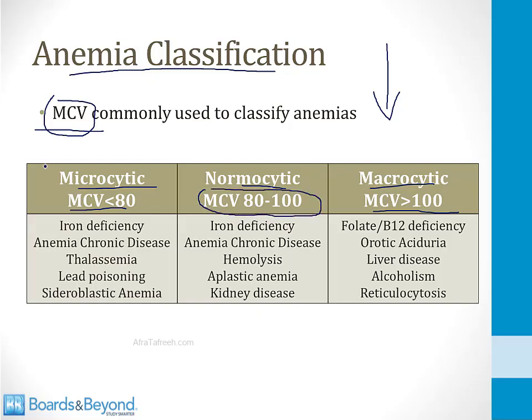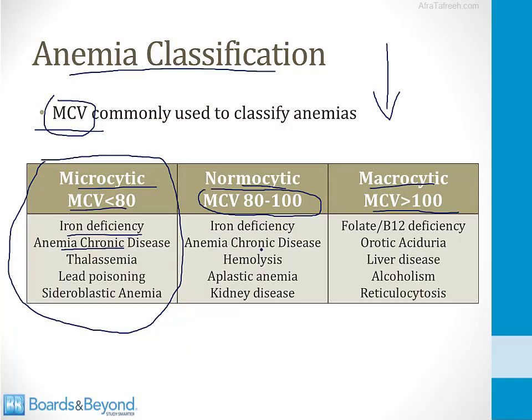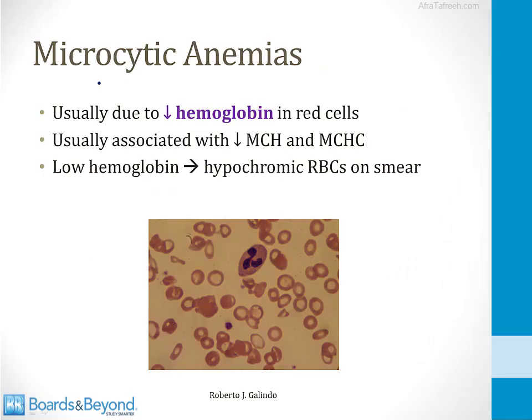In this module, we're going to focus on the causes of the microcytic anemias in detail. You'll note that iron deficiency and anemia of chronic disease are on the microcytic list as well as the normocytic list. As we will discuss in this module, these two causes of anemia can potentially cause a normocytic or a microcytic anemia. We'll talk much more about that later. Let's begin our discussion of the microcytic anemias by reviewing some general principles.